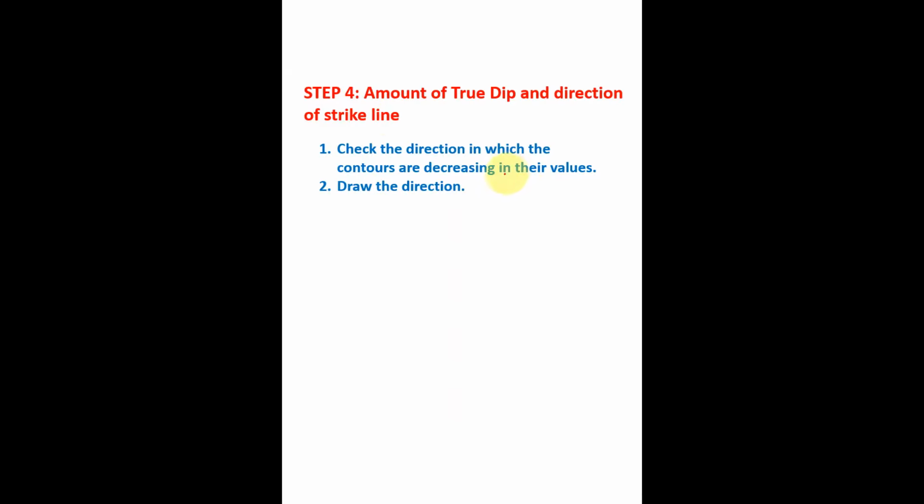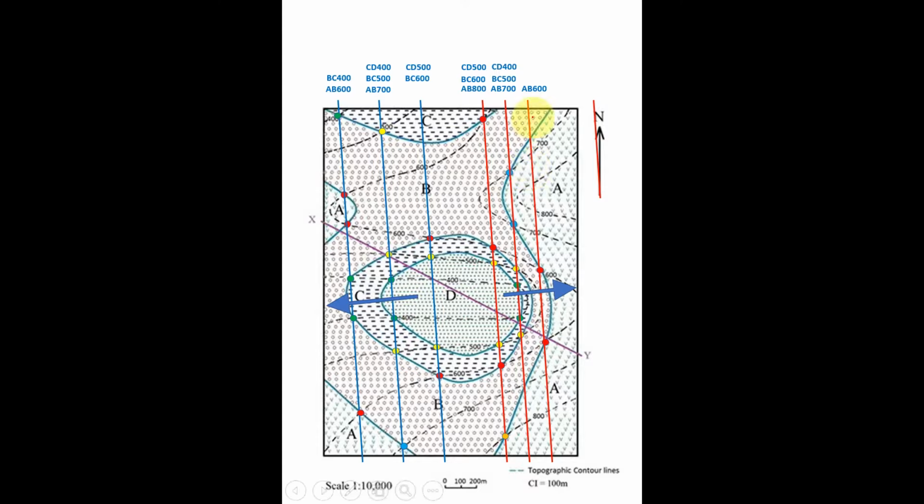Now we need to determine the amount of true dip and the direction of the strike line. The direction of the strike line is very easy. You just have to take your roller scale and mark a parallel line across this north. Then you can take the angle, whatever angle it is making. That angle can be expressed in terms of WCB or even in quadrantal bearings, in any way you want.